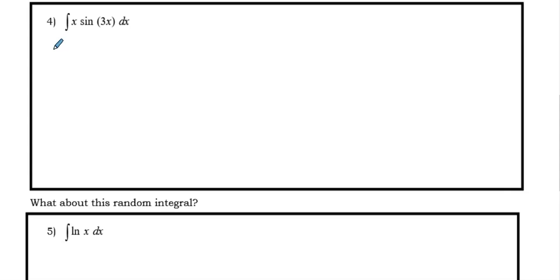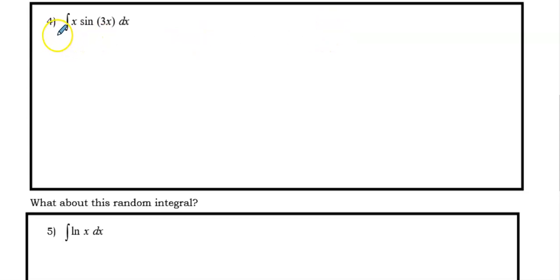In the first video we did three pretty simple basic examples, and we're going to continue on with some more basic ones in this video right here. So example number 4, as you can see, is trying to integrate x sine of 3x dx.